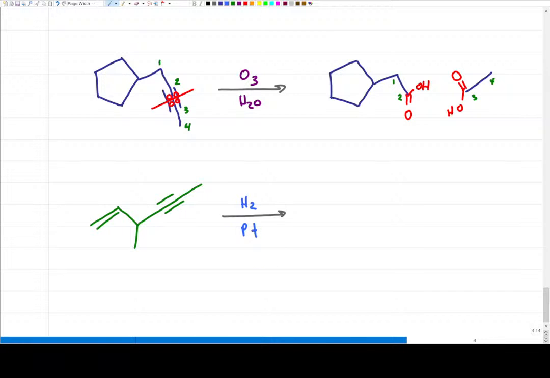Alright, we have this molecule. We're reacting with H2 and a metal catalyst. What happens? Anytime you have a pi bond, be it alkene or alkyne, if you have nothing there to slow down reactions, it will do a complete reduction. Every single pi bond is going to break.